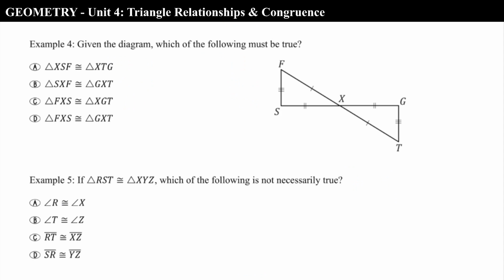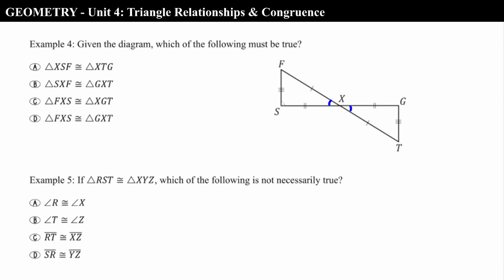All right, let's take a look at example 4. Again, we're going to mark what we know. Well, obviously, we've got all of our sides marked. Angle X is going to be congruent to itself because vertical angles are congruent. And that is indicated by the fact that it's between 1 and 2. Here it's between 1 and 2.